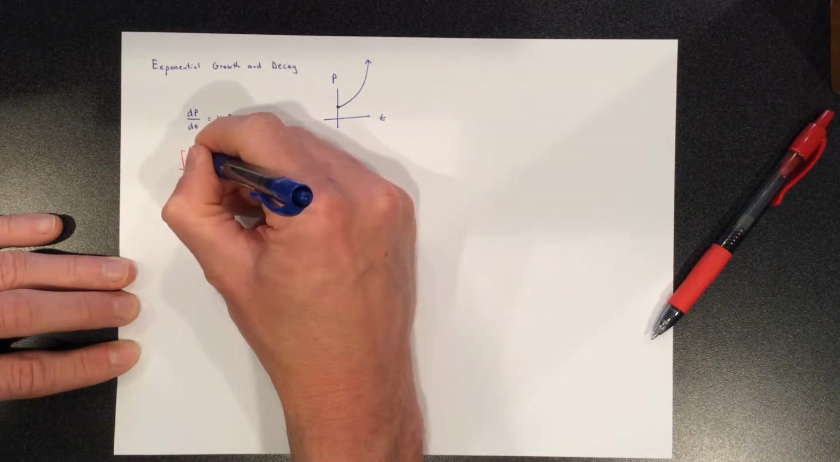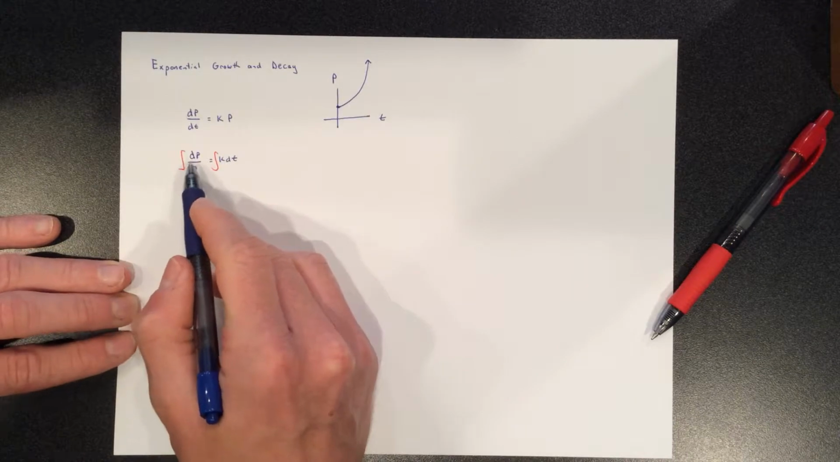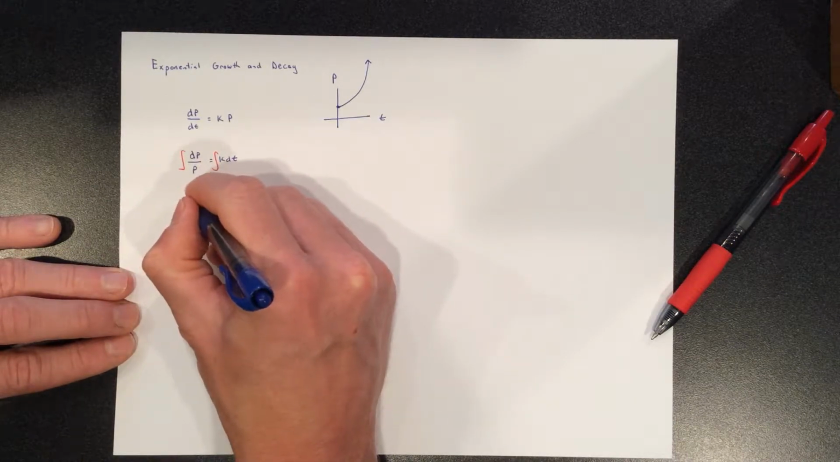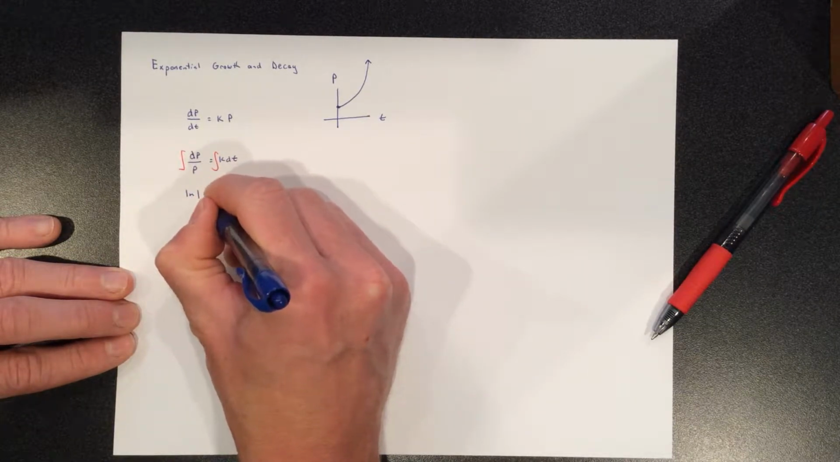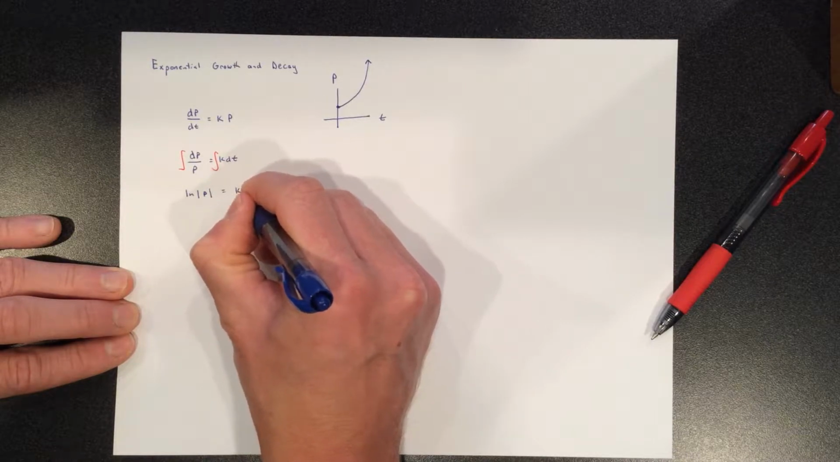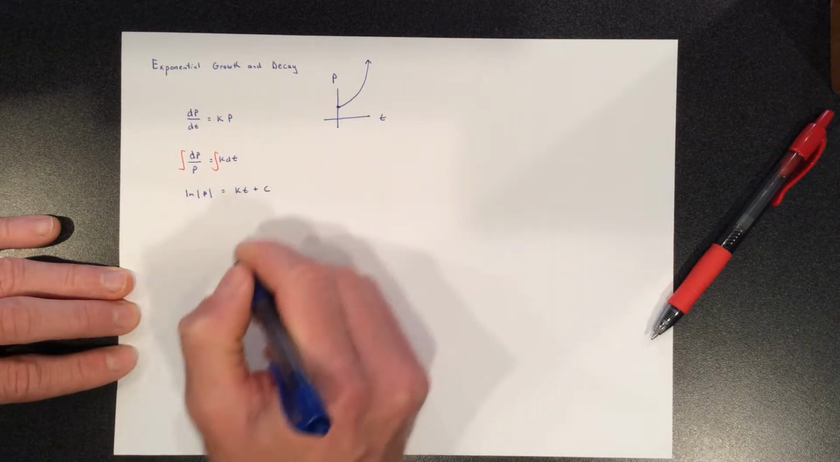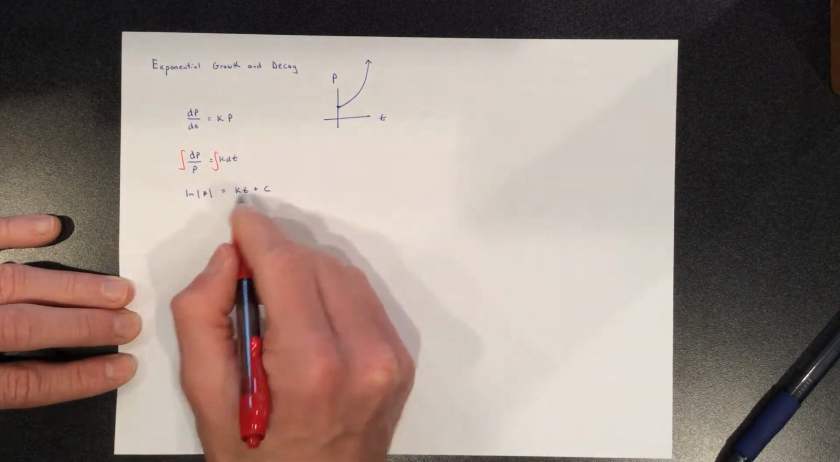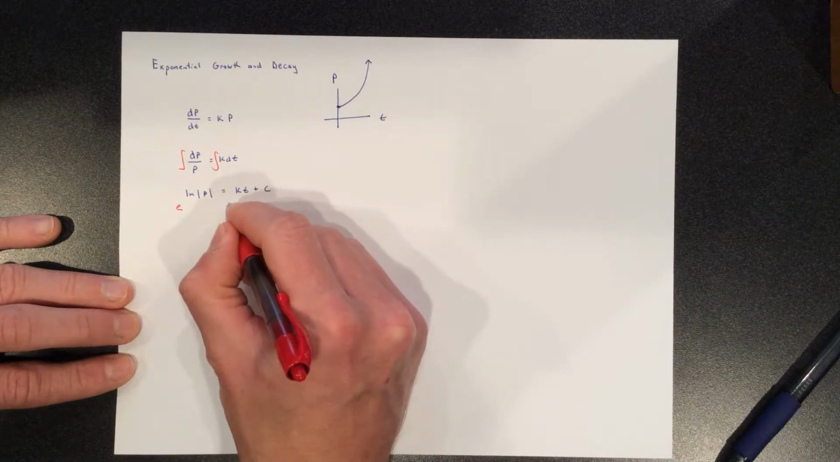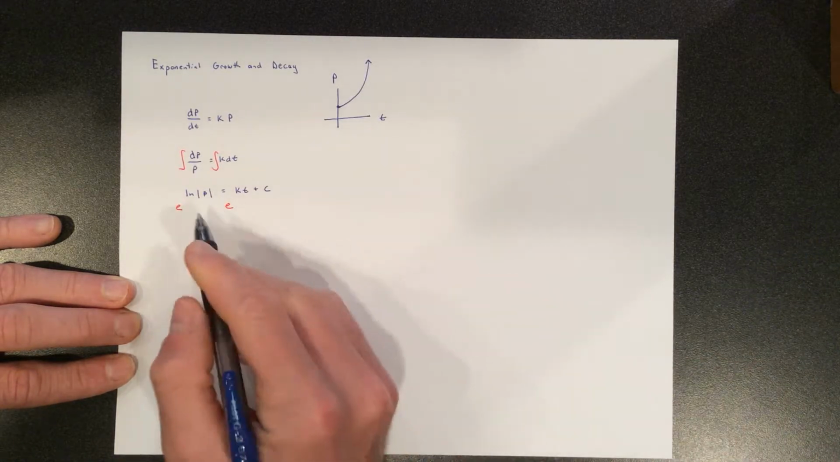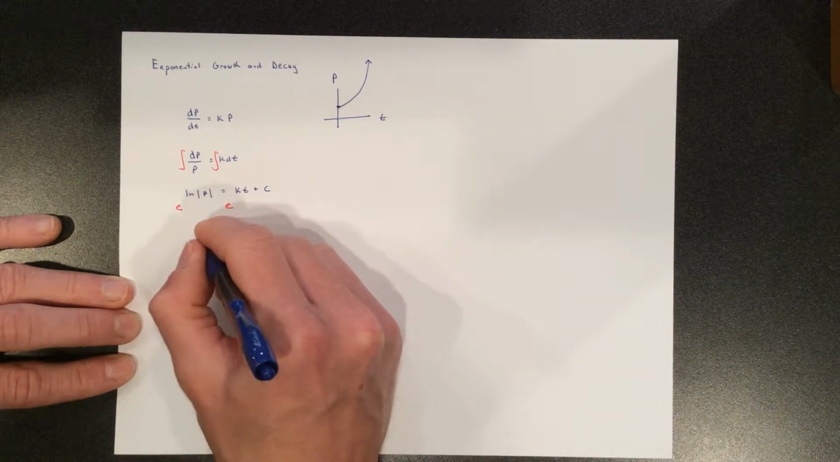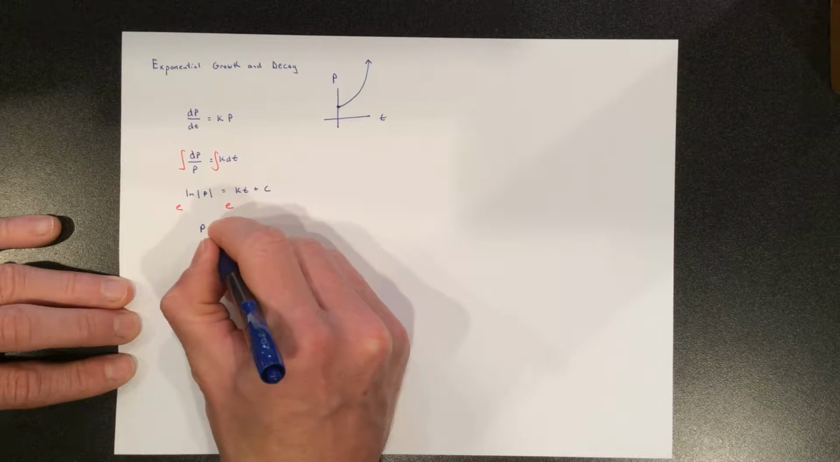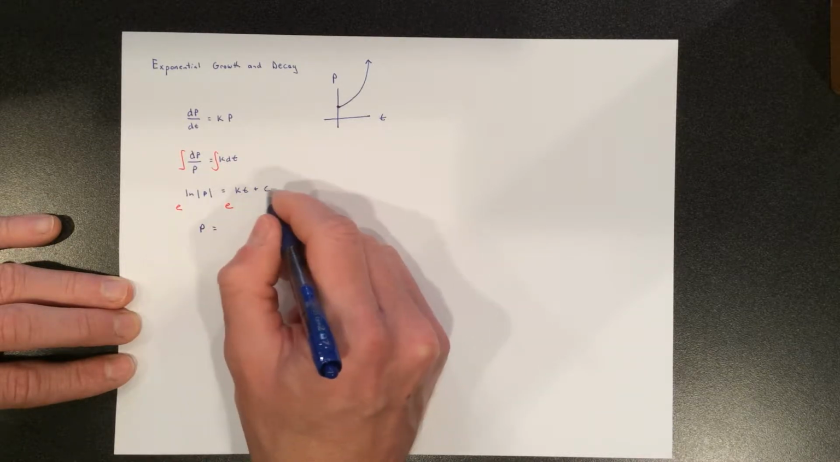So the integral of dP over P is the natural log of P, and I'll use absolute values. Again, we're not really going to look for any negative case, plus some C. Then I'm going to exponentiate, which means if these two things are equal, e to that same power also has to be equal. e to the natural log of P is just P. I'm going to go ahead and drop the absolute value. And then I have e to the kt plus C.